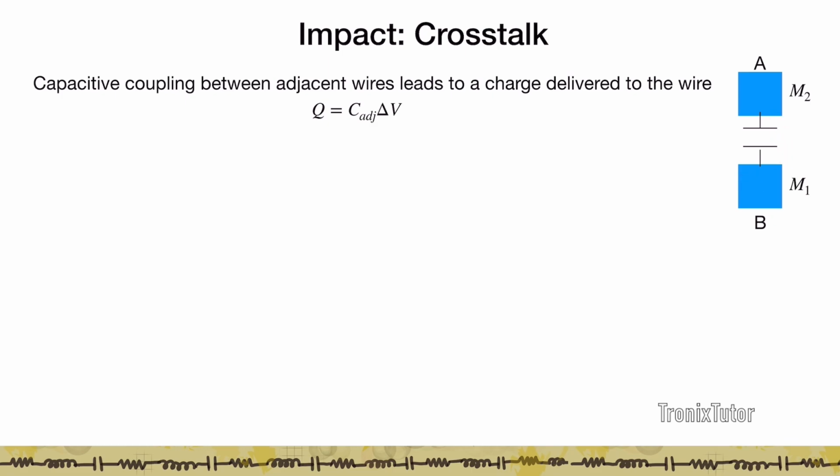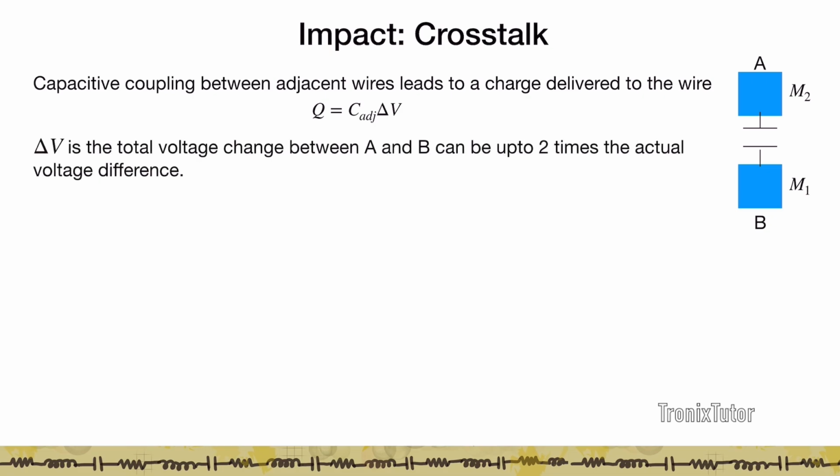And so basically, if I have a capacitance which I can call an adjacent capacitance, then for a voltage difference between A and B, I can have a charge associated with this adjacent capacitance, which is given by Q equals C adjacent times delta V, where delta V is the total voltage change between layers A and B.